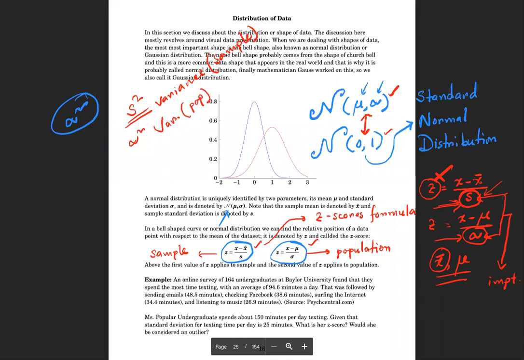Okay, S is the sample standard deviation, S squared is the sample variance, sigma is the population standard deviation, sigma squared is the population variance. And these two formulas are useful, but in reality, we'll probably be using this one profusely. Okay, let's put it that way.